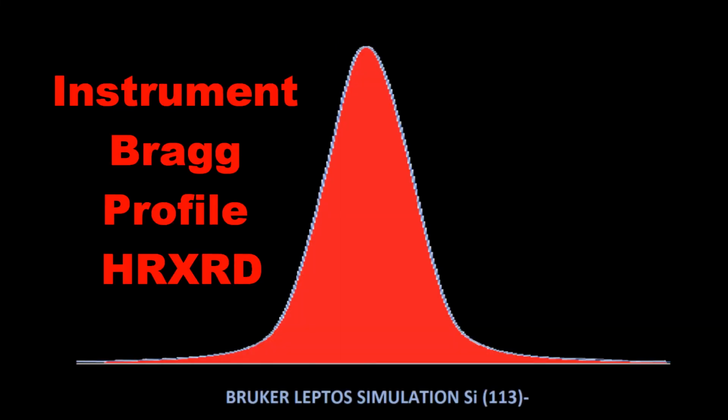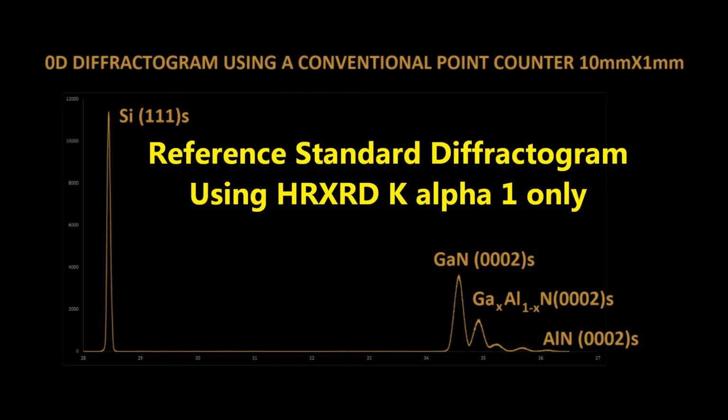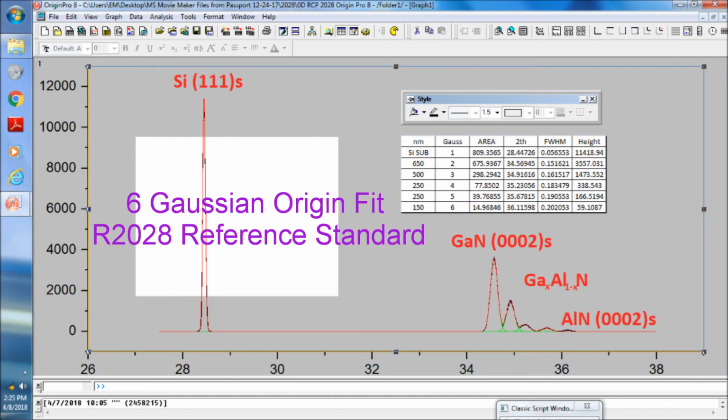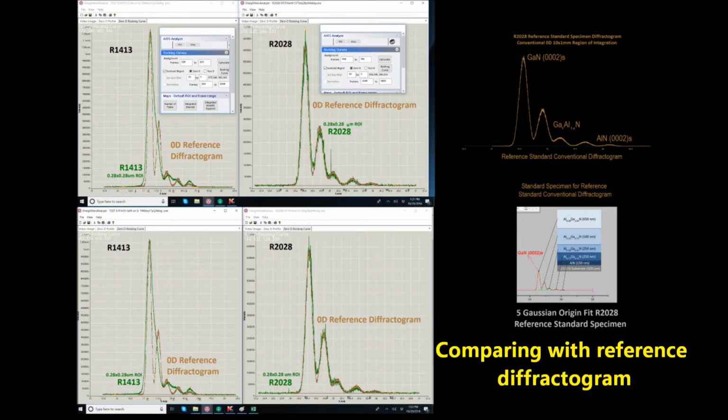Instrument profile was created using Bruker LEPTOS, and the standard known specimen was quantified using Origin analysis and Gaussian fits. Note that the reference diffractogram was obtained using a high-resolution XRD system with only K-alpha-1.